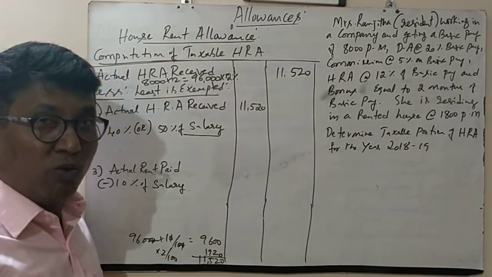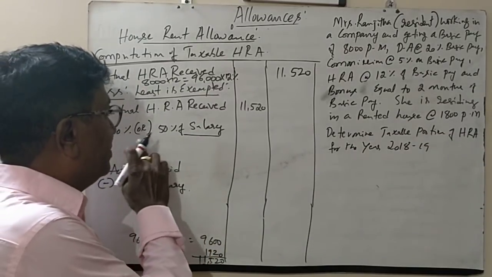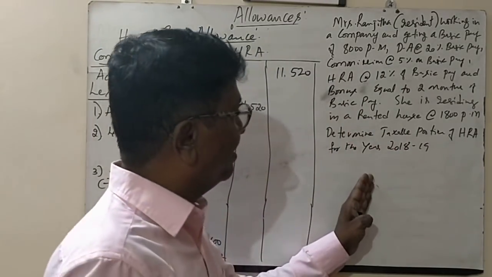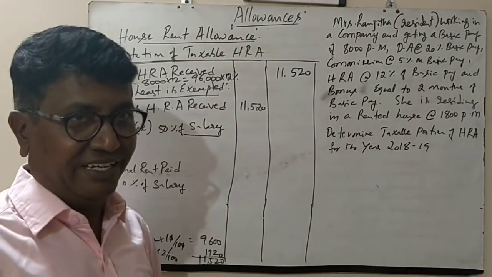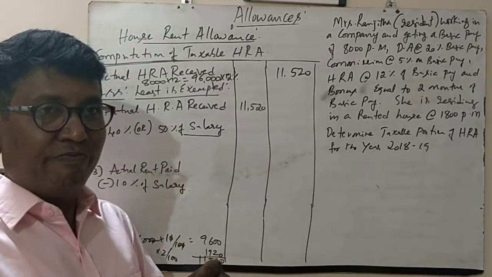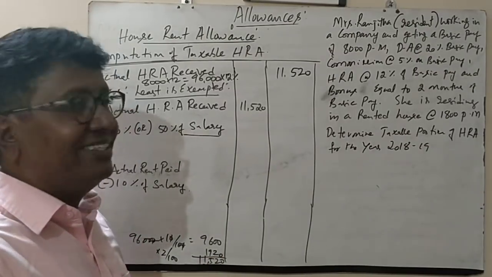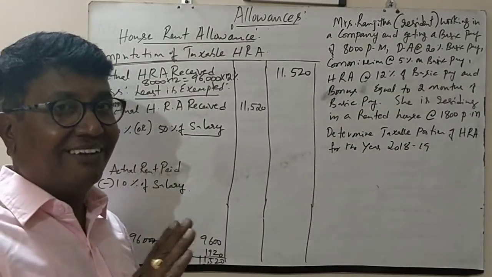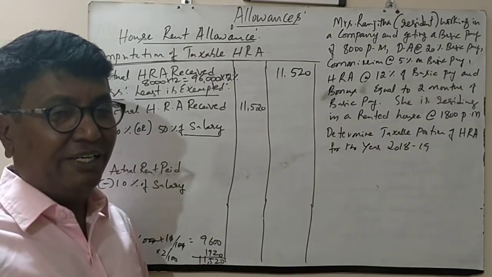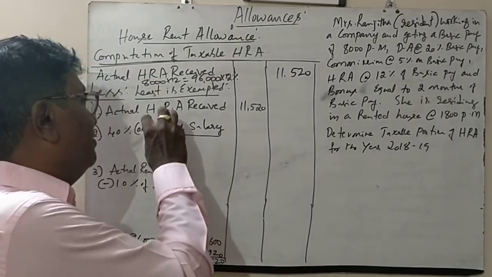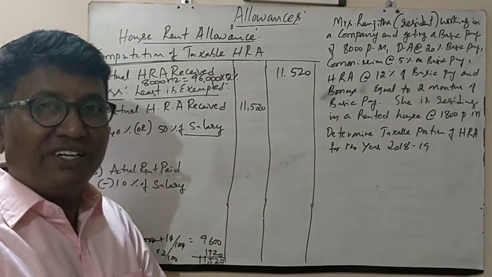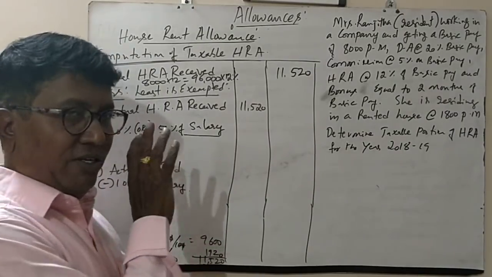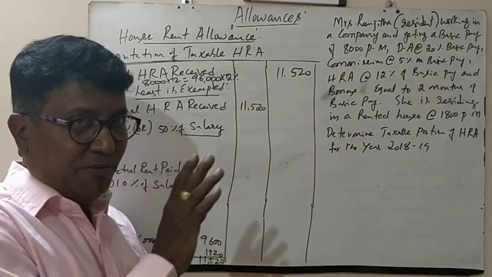Now the most important thing is 40% or 50%. In this question it is not given where exactly this person is staying. Assume that if nothing is given, he is staying in the 40% category, that means other than Bombay, Calcutta, Delhi, Madras. If it is clearly given, then we follow 50%. If it is not given, follow 40%.